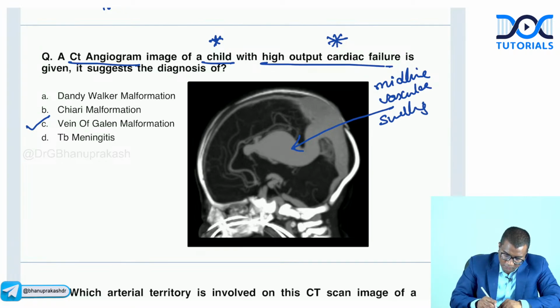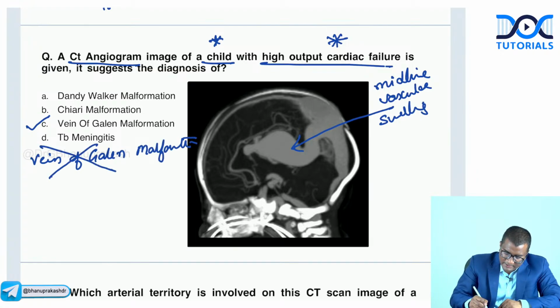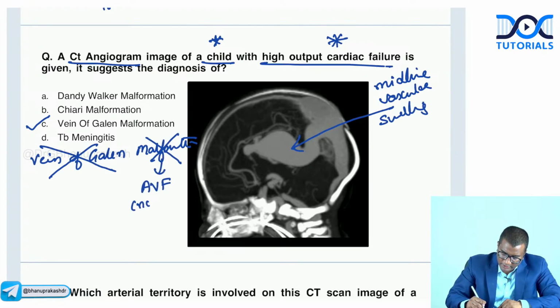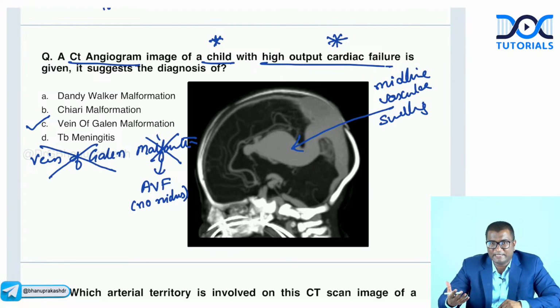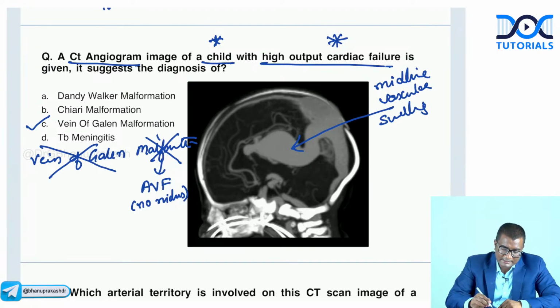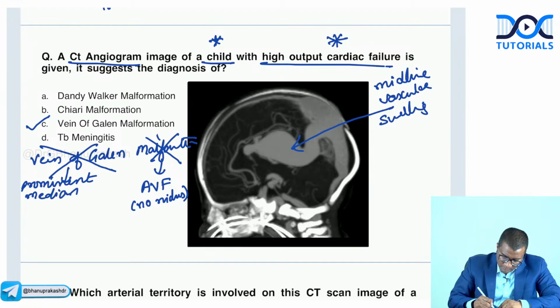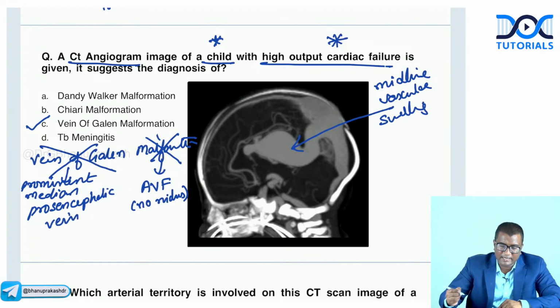So please remember, vein of Galen malformation is a misnomer. It is neither vein of Galen, nor is it a malformation. It is an AV fistula. There is no nidus. A true AV malformation will have a nidus, but a fistula will not have a nidus. And it is not the vein of Galen. It is actually the embryological precursor of it, a prominent median prosencephalic vein. So please remember, vein of Galen malformation is a misnomer.